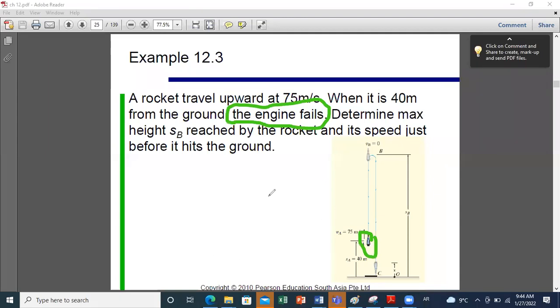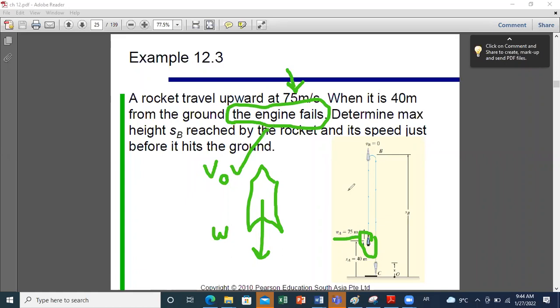So if you take into consideration your rocket, now when the engine fails, it will only move under the effect of the weight. But since it has an initial velocity, because when the engine fails, the velocity was at a certain value, given to be 75 meters per second. So you know V0, the initial condition for velocity.